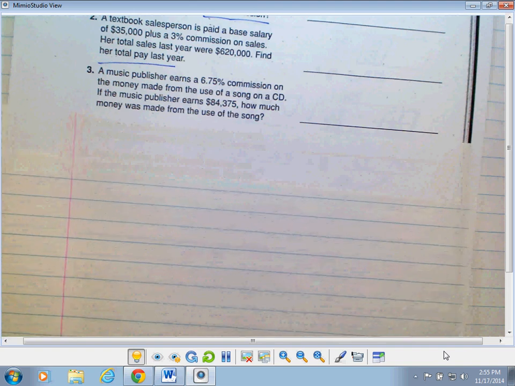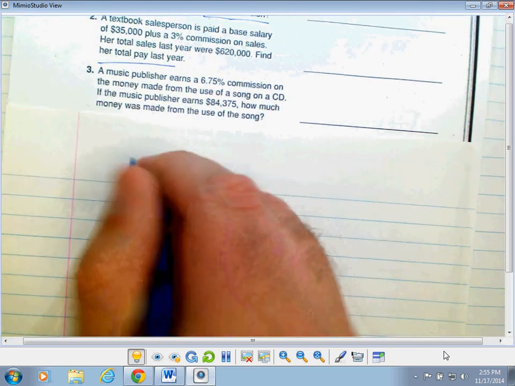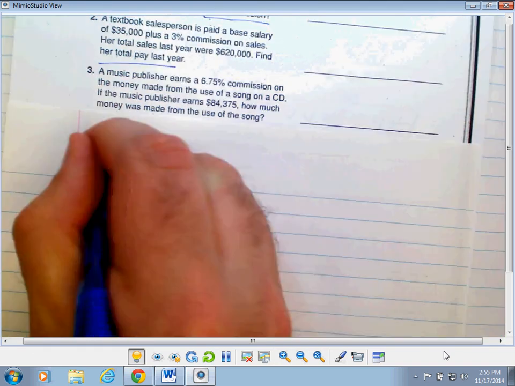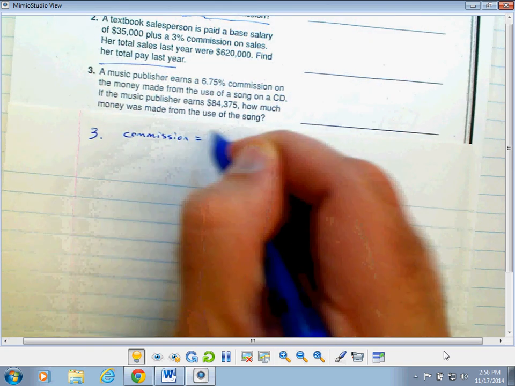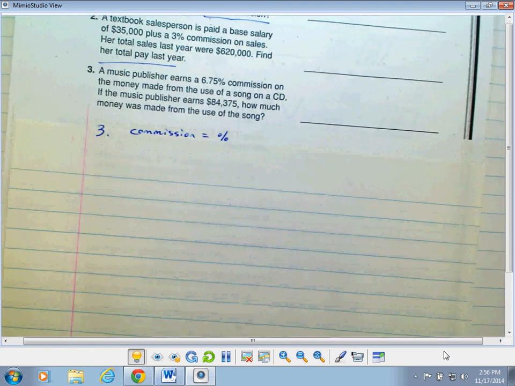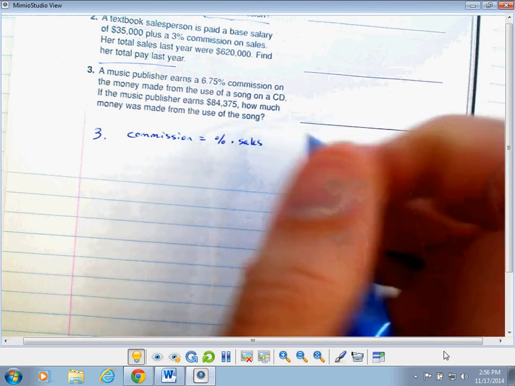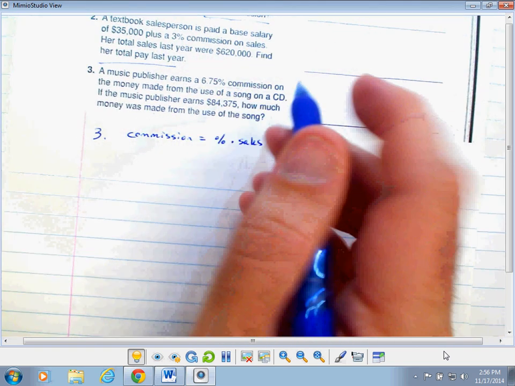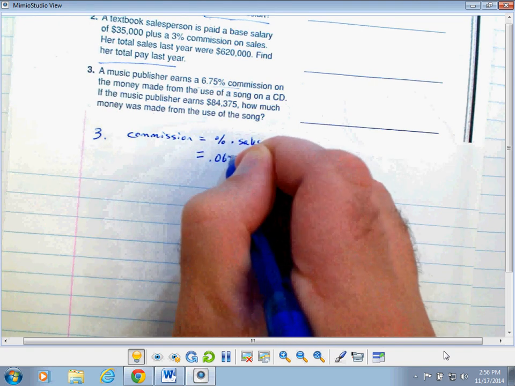Number three is the last of the commission problems, and it's just forcing you to look at which part of the problem you are not told and which part you are given. So again, using the idea that commission equals a percent times the sales, then our problem tells us that he earns 6.75% commission, so it's going to be 0.0675 where the percent goes.